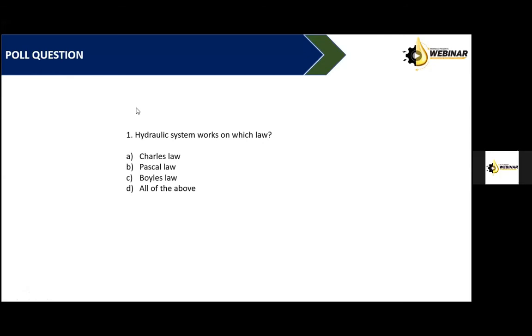I think the poll answers are already coming in populated on the chat box. We can check the responses out there. If we can vote on this radio button, then it will be easy to see the percentage. The hydraulic system works on one basic law: Mr. Charles, or Mr. Pascal, or Mr. Boyle.